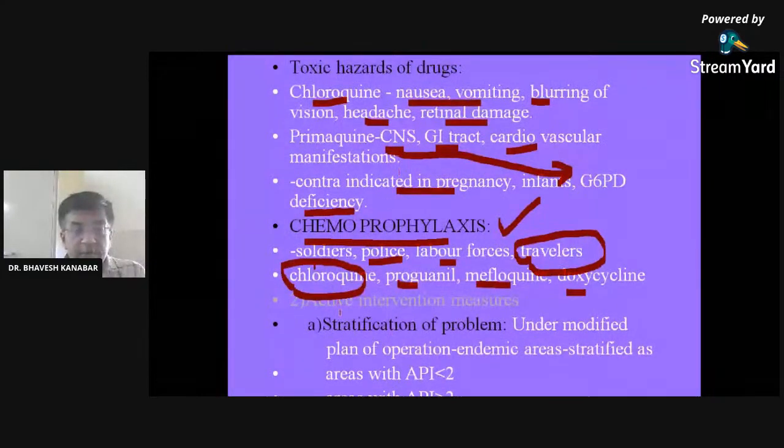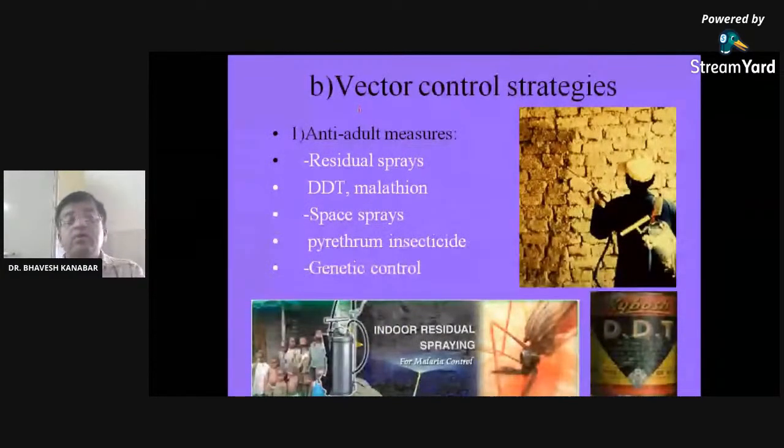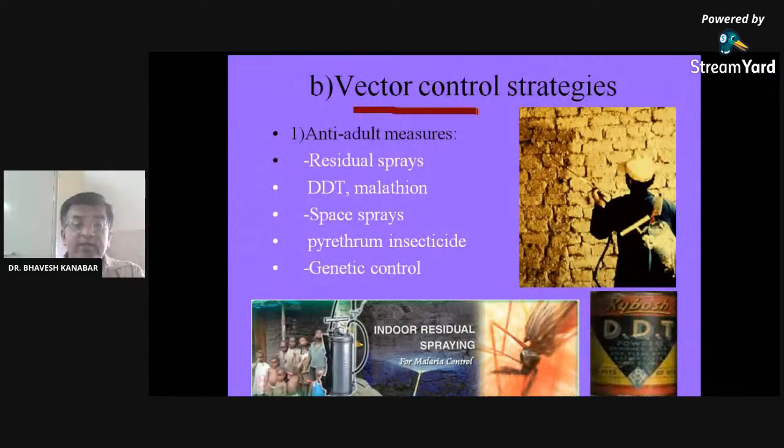So active intervention measures include, according to the stratification of the problem, and this is according to the API index, right? What is the API index, we are going to see later. But before that, see what the vector control strategies are. Vector control strategy includes anti-adult measures, right? Anti-adult means measures against the adult mosquito.